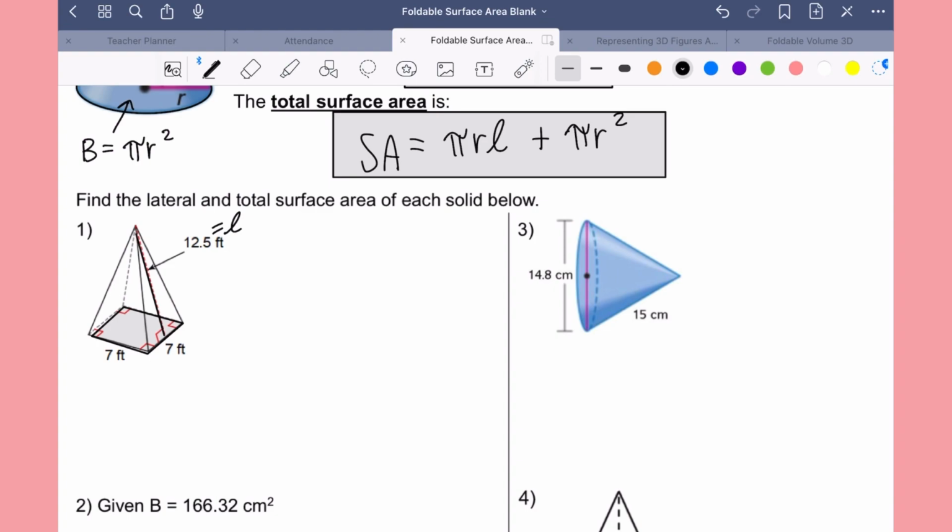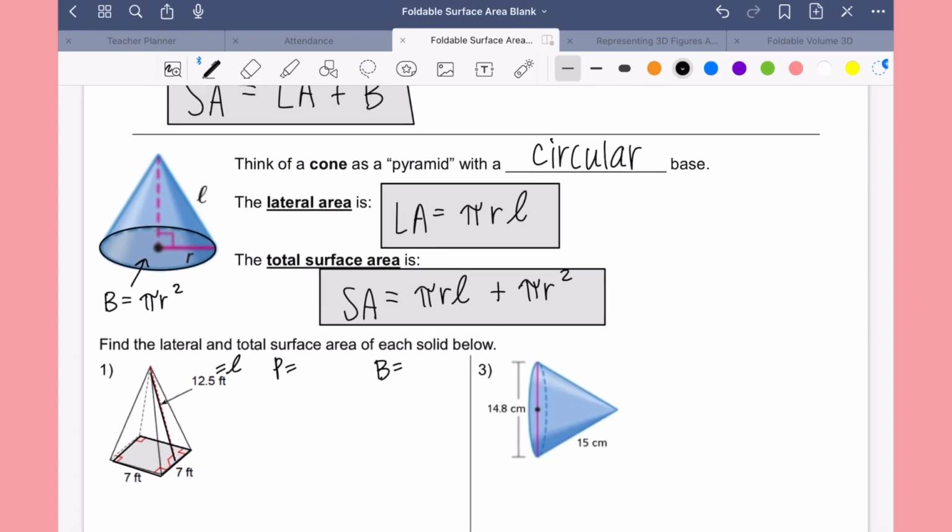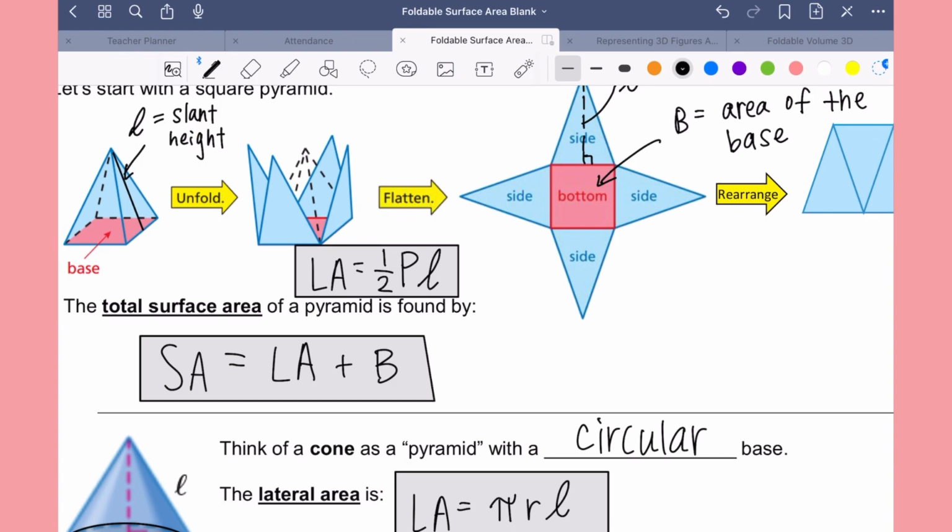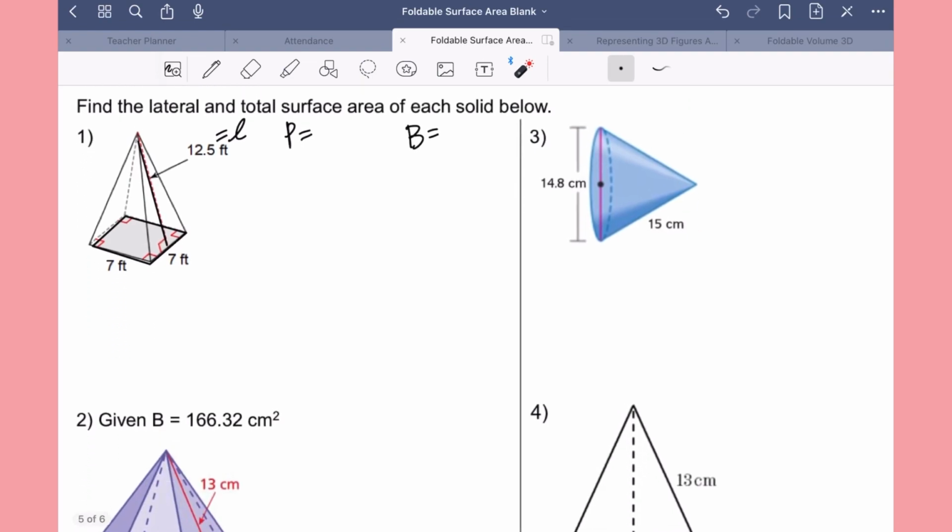So let's do our perimeter. We're going to do our side work first. Perimeter and our big B for the base. Okay, because remember, I can't use these formulas until I know what the perimeter is and what the area of the base is. So I'm going to do that first. So the perimeter for this shape, if I draw it out, this is what I've been having my students do.